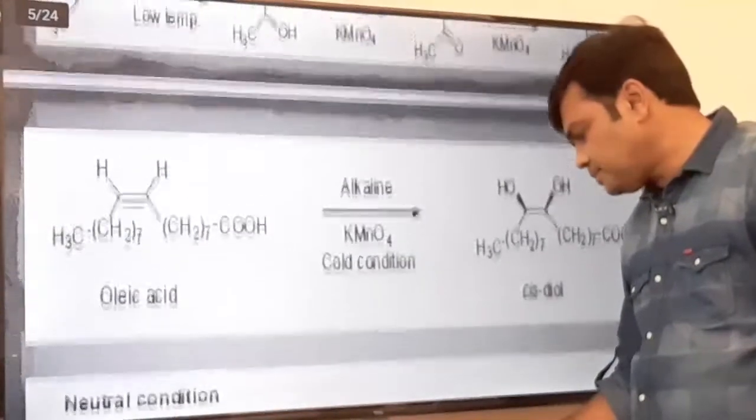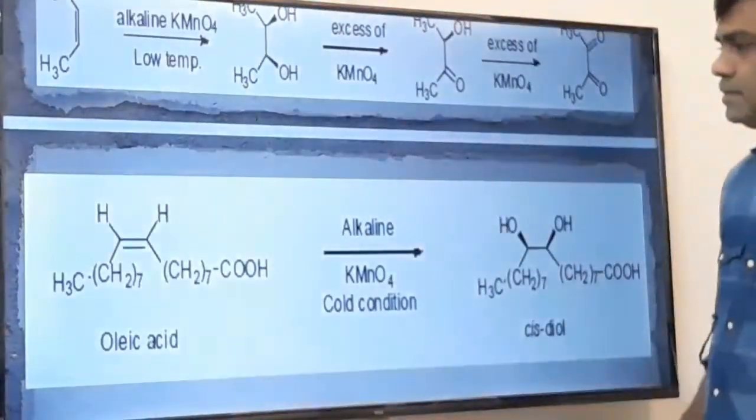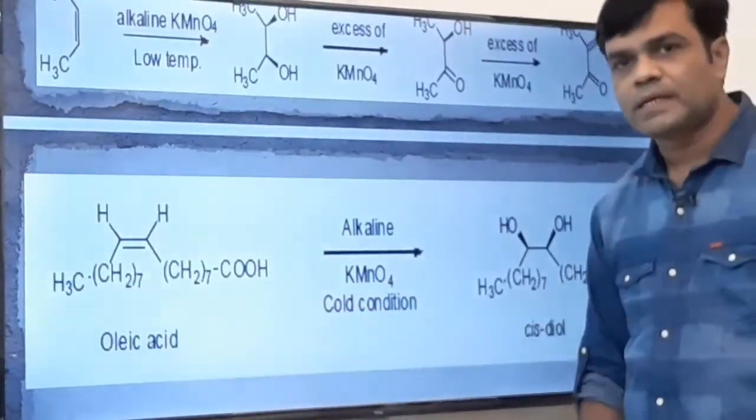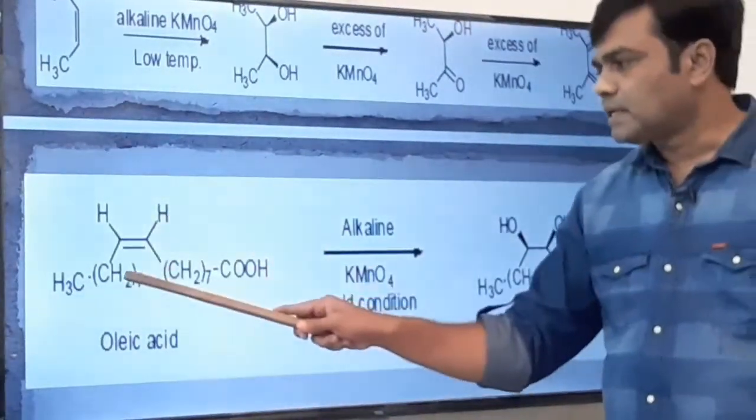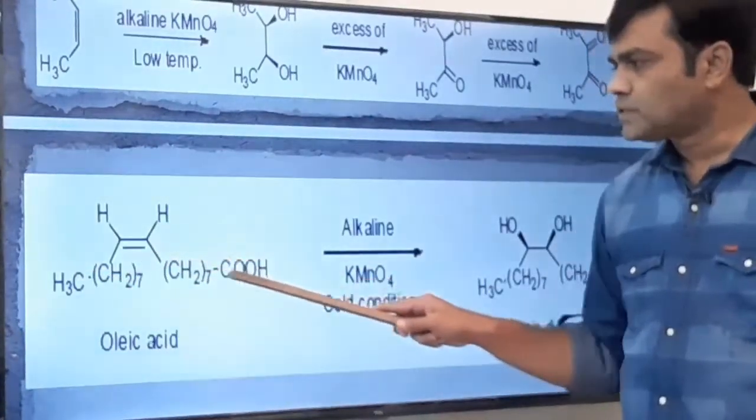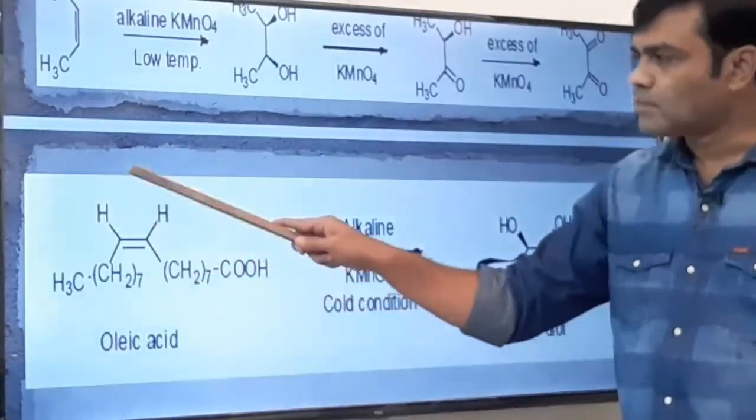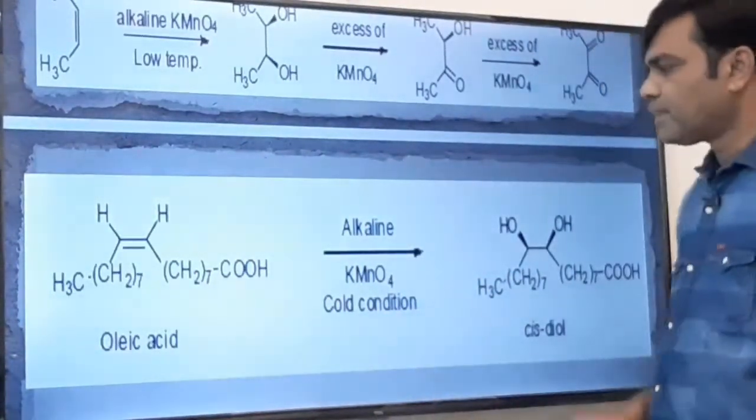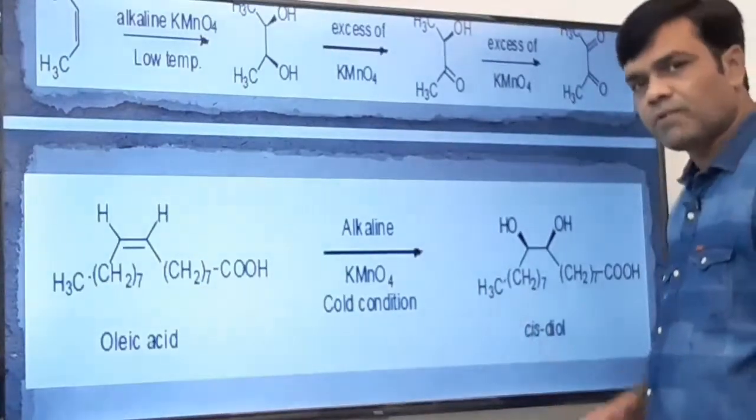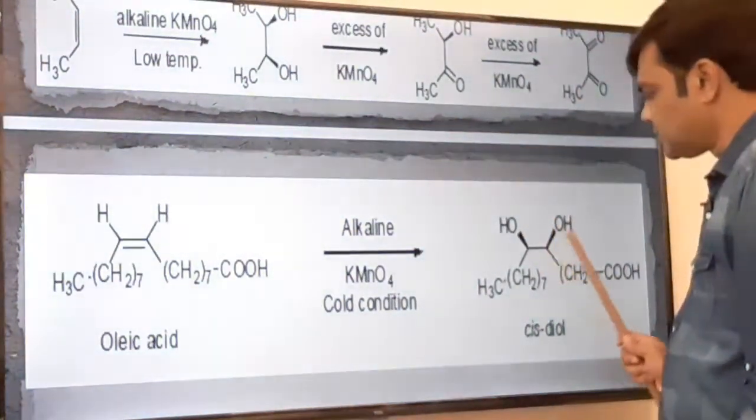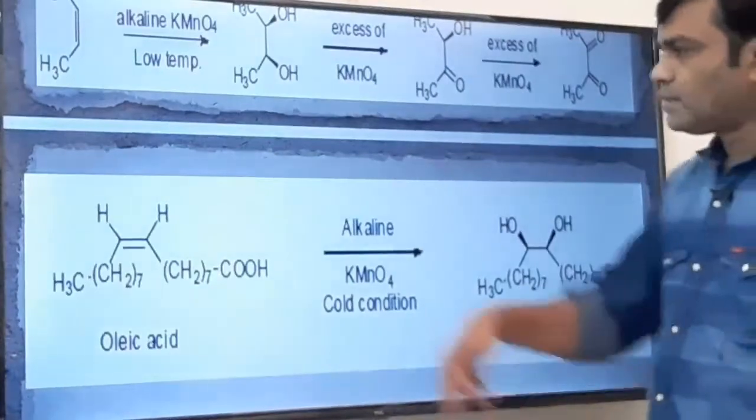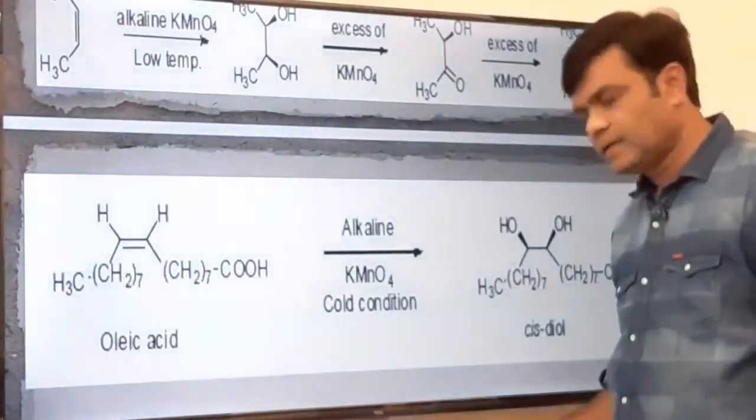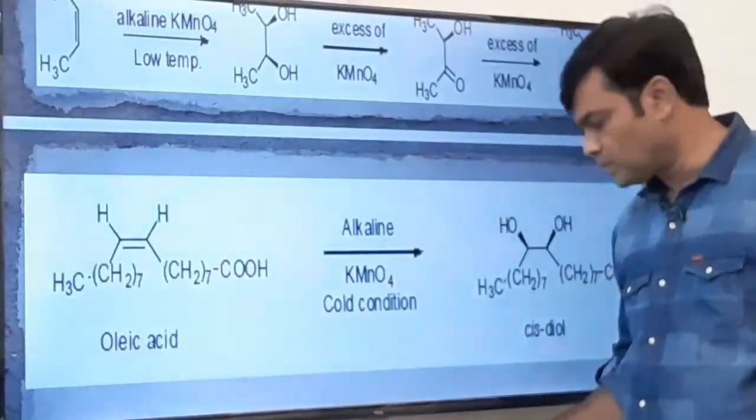Okay, see this example again. It is oleic acid, a long chain compound containing a carbon-carbon double bond, where it is a cis form, we can say, because both the hydrogen atoms are on the same side. Better to say it is a Z form, Zusammen. On treatment with potassium permanganate, diol formation takes place and we get this cis diol. You just have to remember that across the carbon-carbon double bond there is an introduction of two OH groups, that's all.